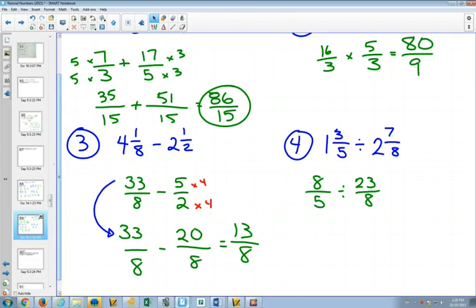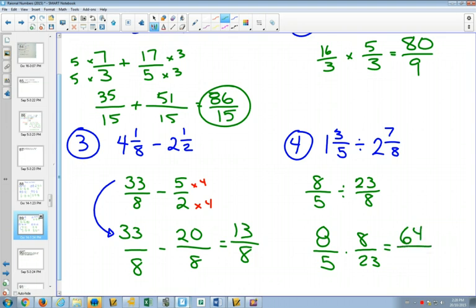All right, dividing. Got to do our flip-sky doodles, right? Is there anything you can simplify before we multiply? No, the 8s are on the top, right? You have to be dividing in order to simplify. So 8 over 5 doesn't simplify. 8 over 23 doesn't simplify. None of the diagonals simplify, so we just multiply 8 times 8. 64, 5 times 23, 115, and that is already in lowest terms.